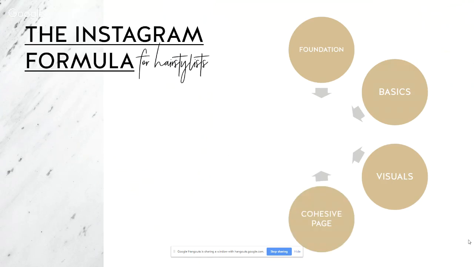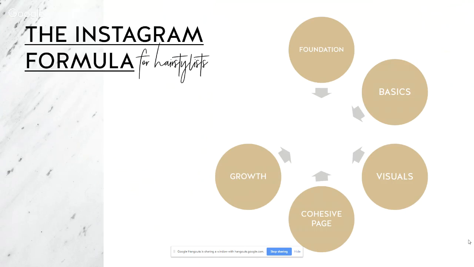Then we're going to talk about the cohesive page. You have to have a cohesive page and brand. Once we've set up the rest of those things, the foundation, visuals, and basics, we got to have a cohesive page that shows off your brand and gets people to want to click onto your page. Next, once we build that, we're going to start to grow your page, get more of those dream followers, get more of those dream clients. But you understand that you have to have those 4 things before you can start to grow a page.